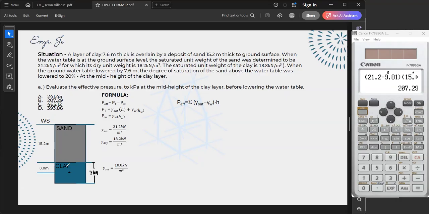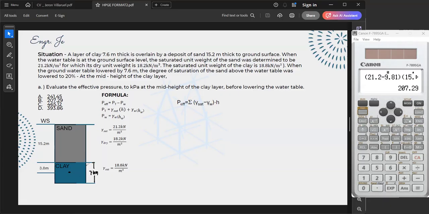So to calculate this, we need to use the effective pressure, that is total pressure minus the pore water pressure. The total pressure is just the saturated unit weight of the soil times its height, plus the unit weight of the water times the height of water in the soil. So in this problem, we can use this simplified formula: the summation of (gamma sat minus gamma water) times height.